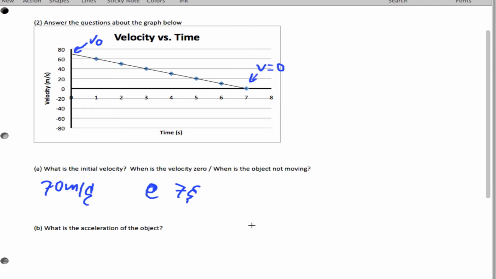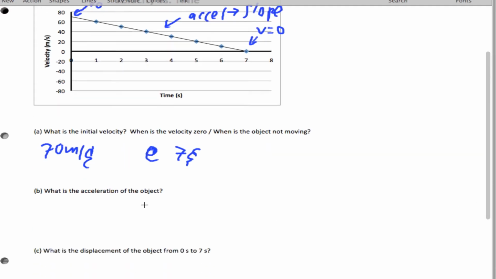Next they ask us, what is the acceleration of the object? So let's remember that the acceleration is the slope of the graph. So we're going to do rise over run. So why don't I look at the time here? So this is 0 and this is 7.